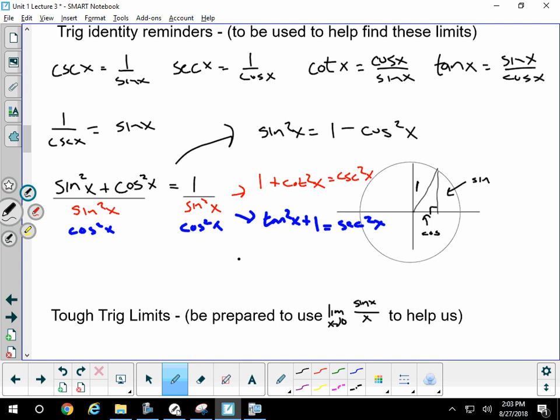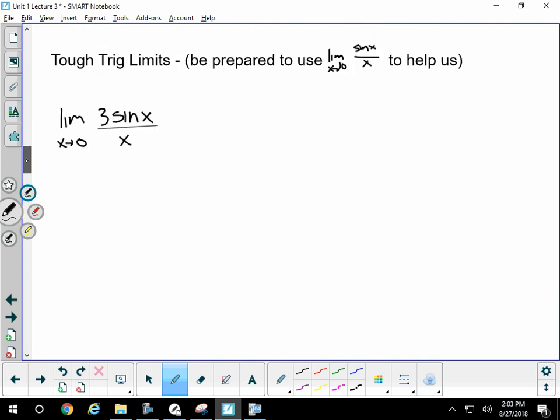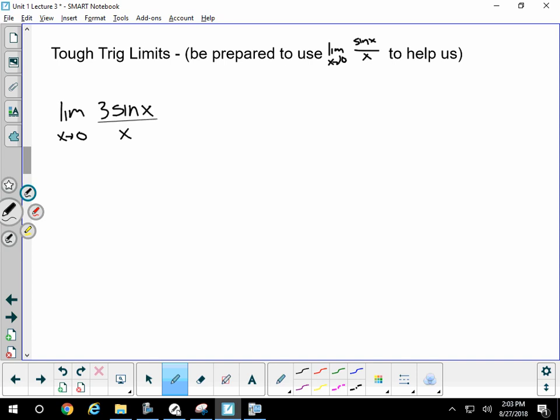So, with all of those tools now in our toolbox and our arsenal, we can tackle some of what I consider these tougher trig limits, where we can't just plug in the value and get a function value. This one is pretty much the easiest one of the tougher ones. We have the limit as x approaches 0 of 3 sine x over x. Now the proper way to do this is to first rewrite this using our properties of multiplication as 3 times sine x over x.